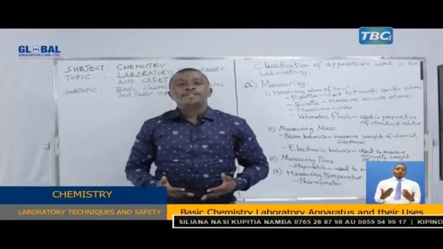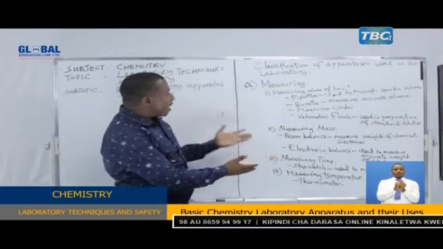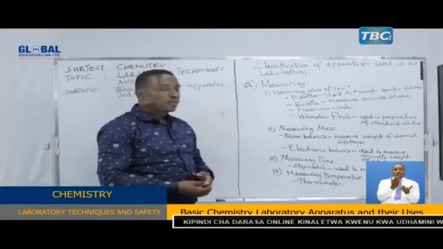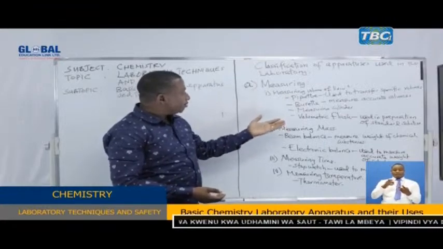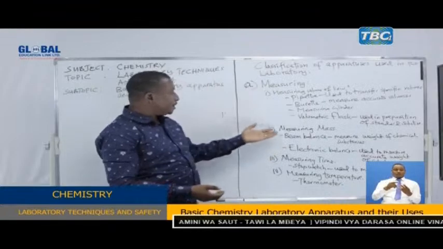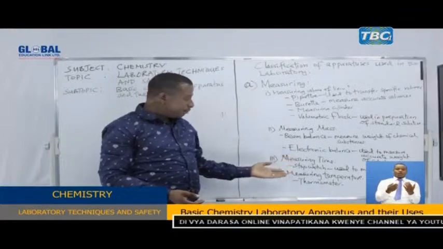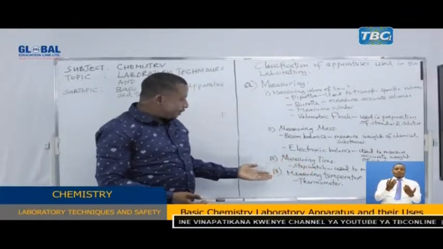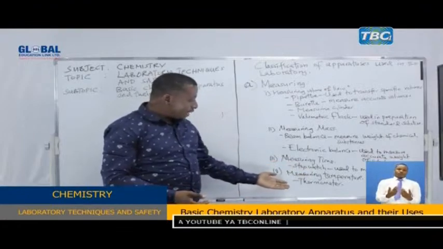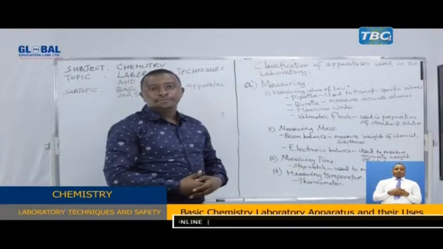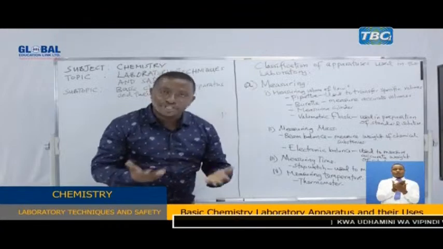Now let us see the other classification of apparatuses. This was about apparatuses for measuring. We have seen measuring volumes of liquids: pipette, burette, measuring cylinder, volumetric flask. We have seen for measuring mass: beam balance, electronic balance. Apparatus for measuring time: stopwatch. And we have seen apparatus for measuring temperature, which is known as a thermometer. Now let us see some other apparatuses for heating.